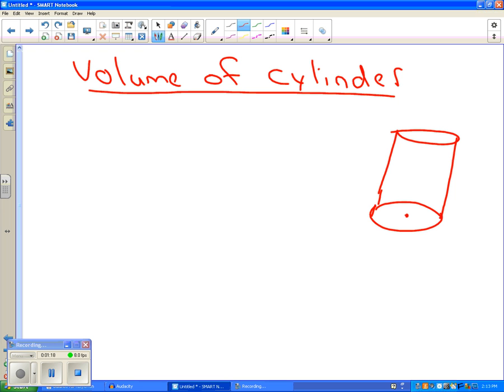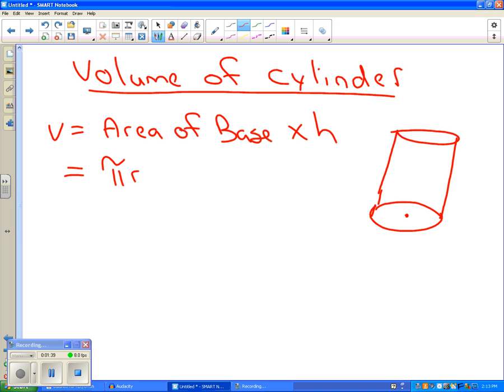So if the volume of a rectangular prism was similar to calculating the area but multiplying it by the height, it's going to be the same thing for the volume of a cylinder. So the volume of a cylinder is the area of the base times the height. And we know that we can find the area of the circle by pi r squared, and we're just going to multiply it by the height.